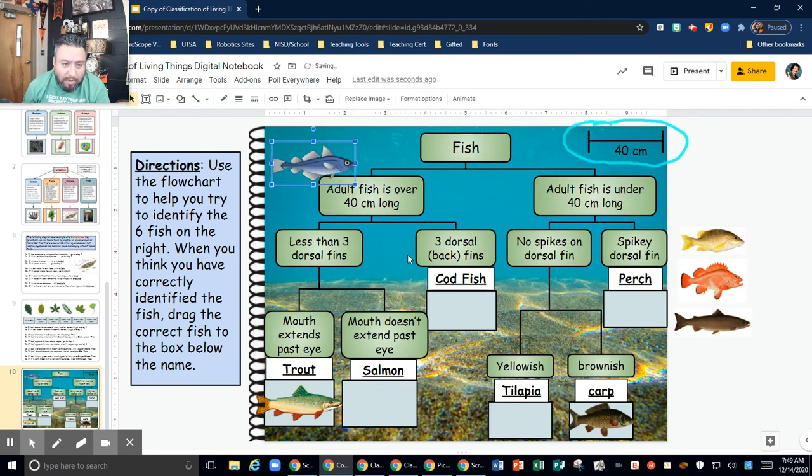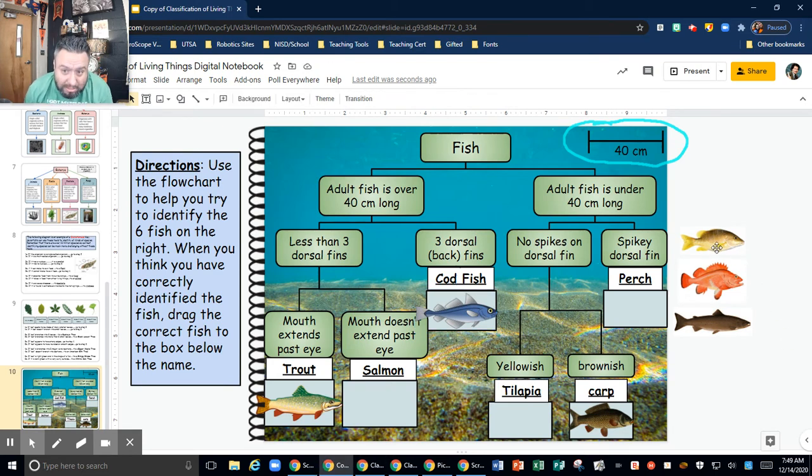So he belongs to over here. Does he have less than 3 dorsal fins, or does he have more than 3 dorsal fins? Dorsal fins are the fins that are on top. Okay, those are these guys right up here, the top of his body. So I see 1, 2, 3. Nope, that's 3 right there. I know automatically just by that characteristic, that is the cod. Okay, that is the codfish.